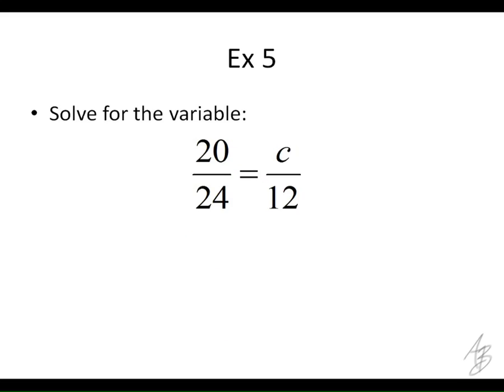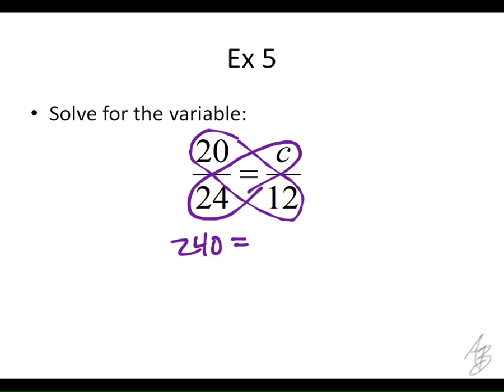Alright, next example. We have 20 over 24 equals c over 12. So what are we going to do to solve this? Cyan, go. 20 times 12, which is? Okay, so we get 240 on one side equals 24c. And then how do we get c by itself?